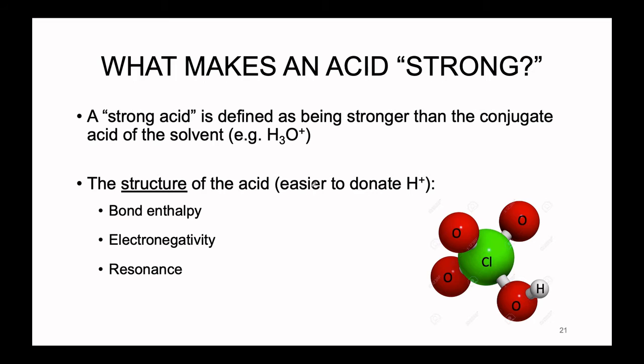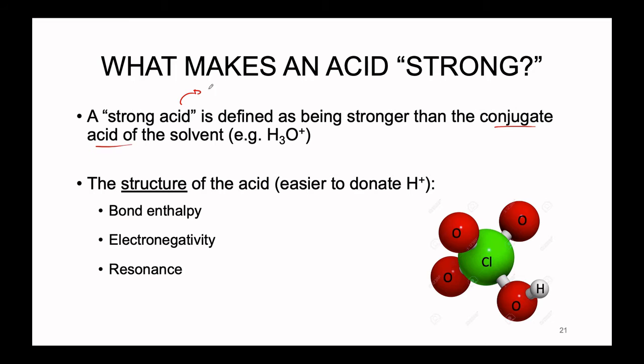All right, well, with our definition of Ka and the reversibility of weak acids, let's talk about what makes acids strong. Like what makes larger Ka values, or what even makes a strong acid. A strong acid is defined as being stronger than the conjugate acid of the solvent, which in our case is going to be H3O plus. So any acid that is stronger or dissolves more freely than H3O plus is going to be defined as a strong acid. And these strong acids, again, were on that table of strong acids.